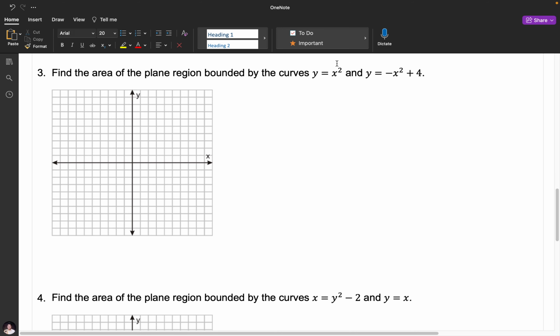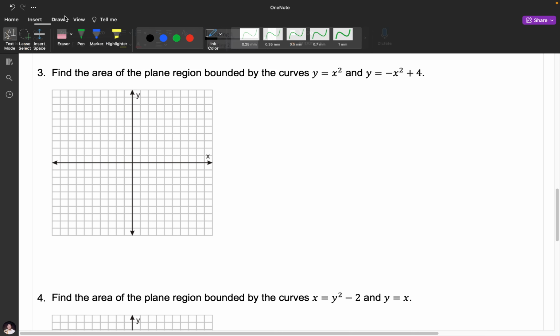So the first one, natapos na natin to kanina, but we will just recall again. So we have for y equal to x squared, the table of values. So the vertex of that parabola is 0, 0. So when x is negative 2, we have 4. Negative 1 squared is 1. 1 squared is 1. And 2 squared is 4. Therefore, we have this parabola here.